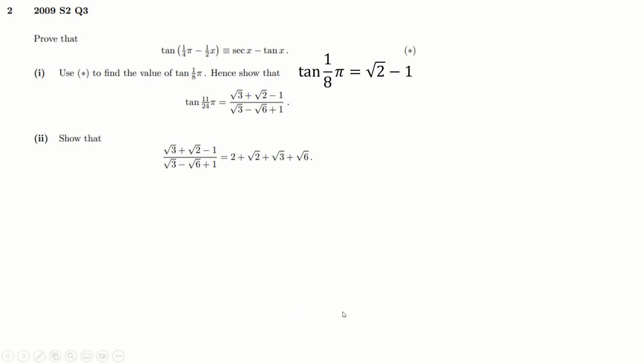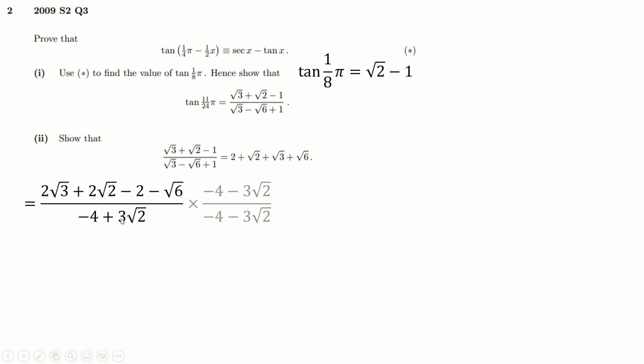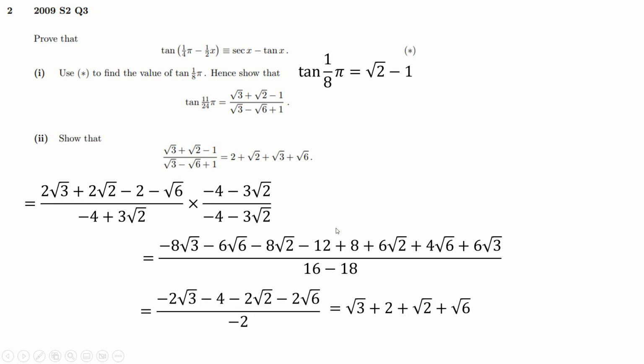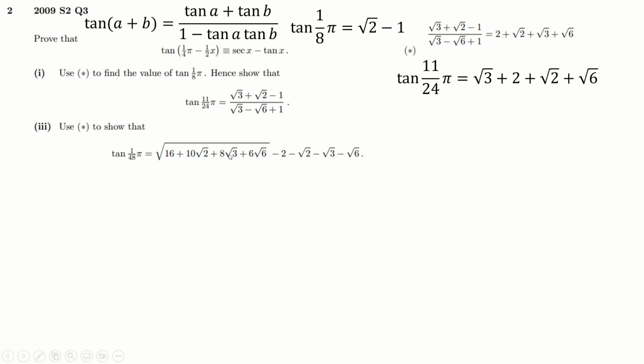You can halve every number in here to get to this. And then you can just rationalize again. And if you do that, you'll get this. Everything halves again. And you end up with precisely what they wanted you to get. Yeah, probably not the best way of doing it, but whatever.